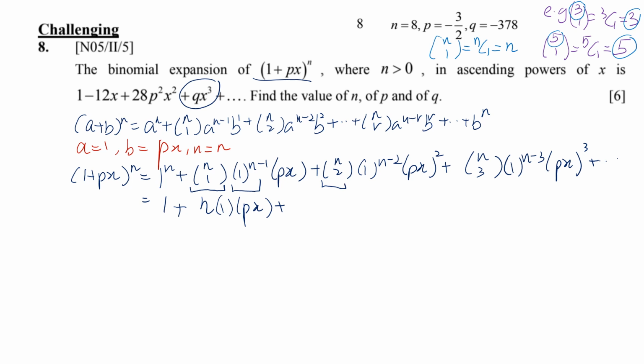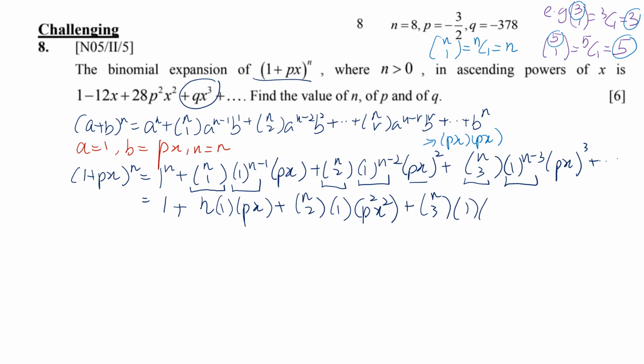And this I'm just going to leave it alone first. Don't evaluate first. This will give me 1. And this will give me px times px, that gives you p squared x squared. Alright, this one likewise I'm going to leave it alone first. That will be 1. And this will be px times another px, that gives you p cubed x cubed. So basically this is what we have.